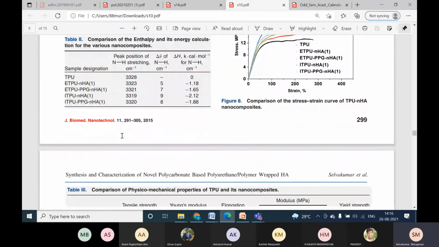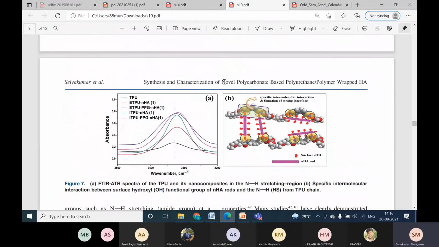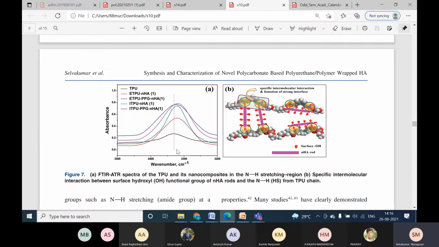Well, and then yeah, you can also see some of the FTIR spectroscopy, whether there is any hydrogen bond formation. If some bond formation was happening, then you can see some of the functional groups shifting towards a lower wavenumber in the FTIR.